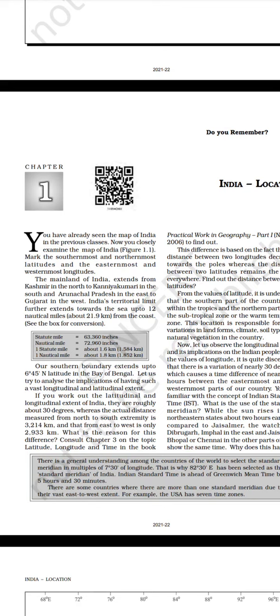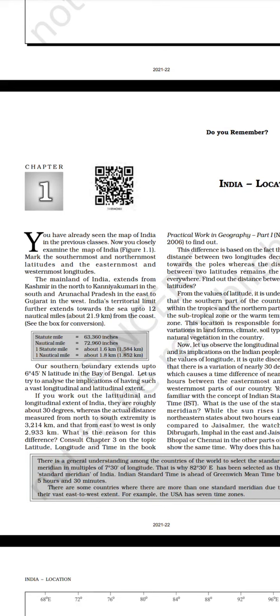Do you remember? You have already seen the map of India in the previous classes. Now you closely examine the map of India. Take a look at figure 1.1, India Administrative Divisions. Mark the southernmost and northernmost latitudes and the easternmost and westernmost longitudes.